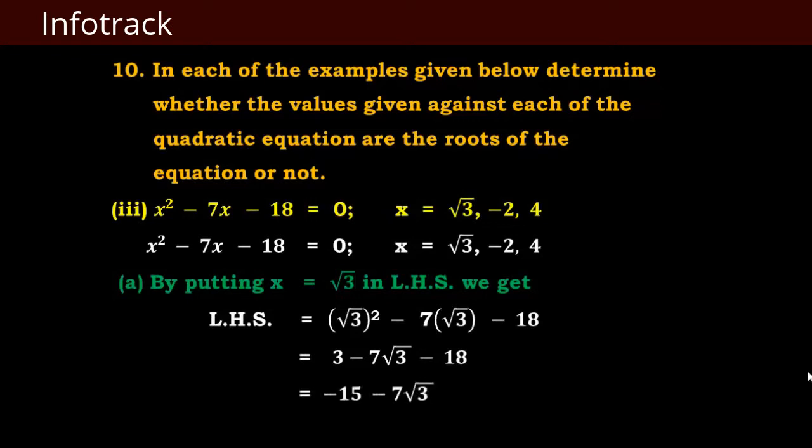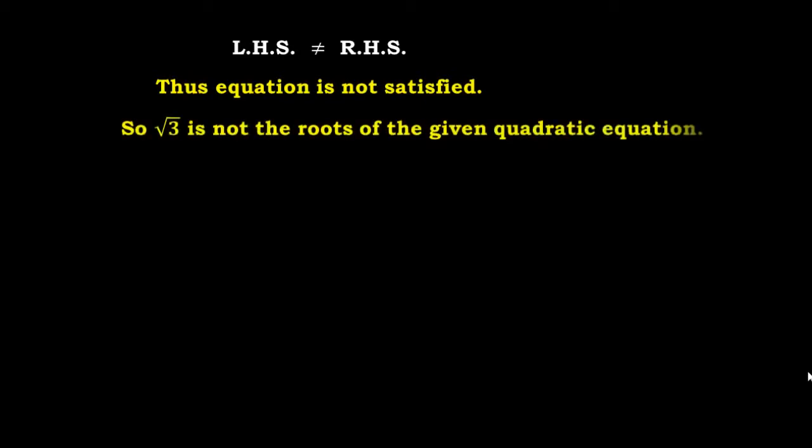We cannot add minus 15 and minus 7 because one is rational and the other is irrational. So this is not equal to the RHS. That means LHS is not equal to RHS. Thus the equation is not satisfied. So root 3 is not a root of the given quadratic equation.